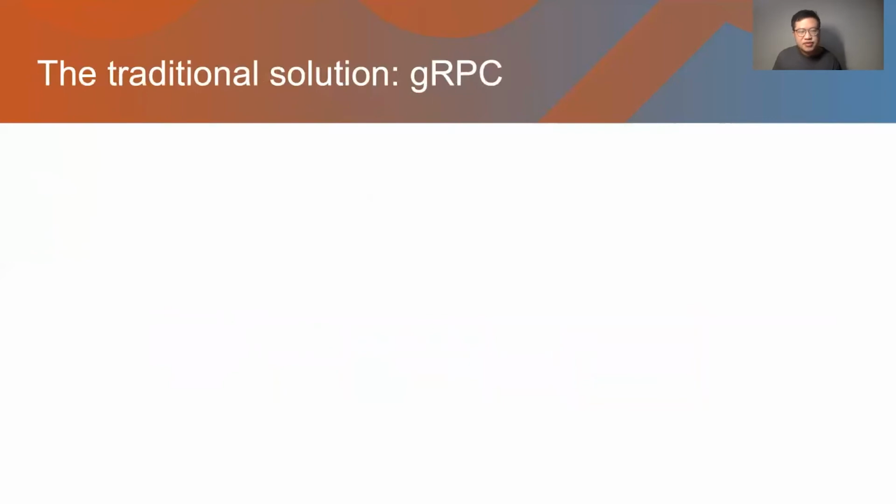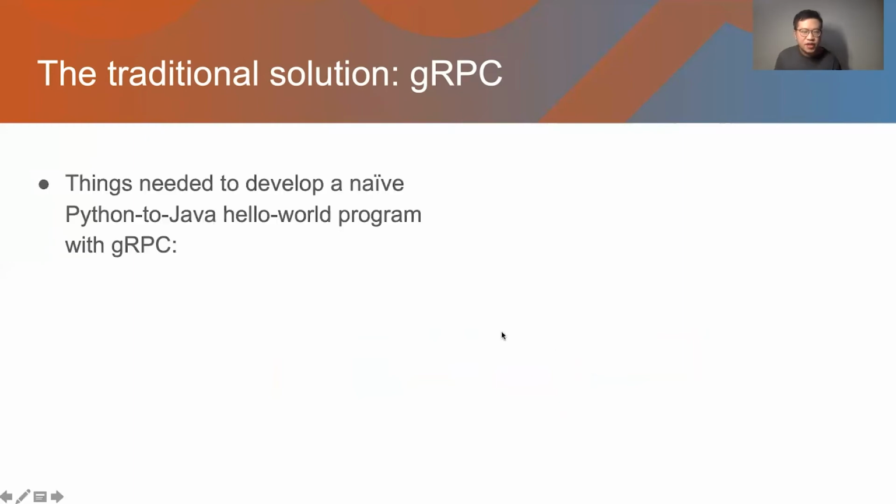However, here comes the problem. Traditionally, we use gRPC to do that, but that's not easy. Let's see from this example what we need to do to develop the most naive Python to Java hello world program with gRPC.